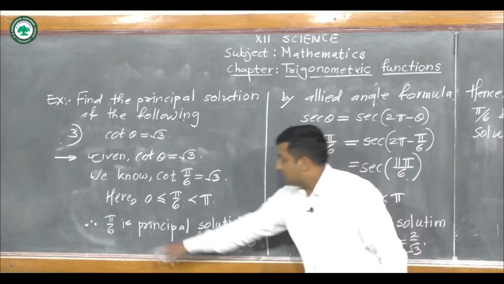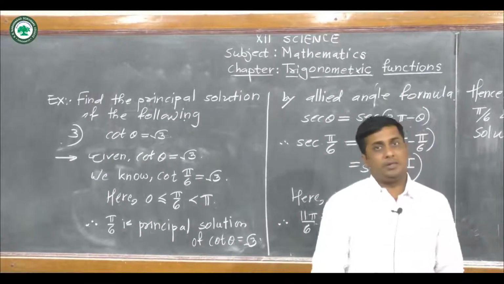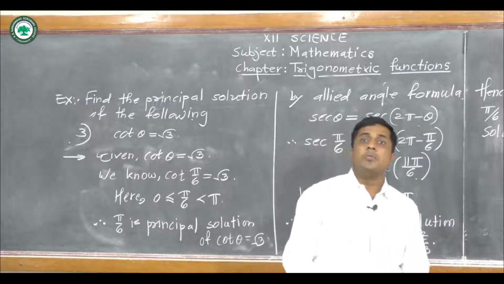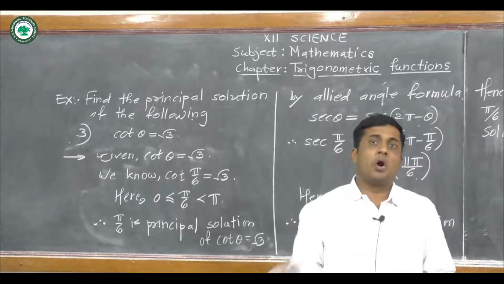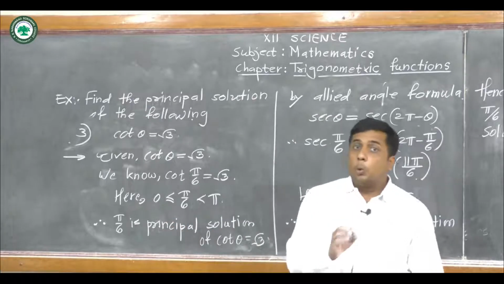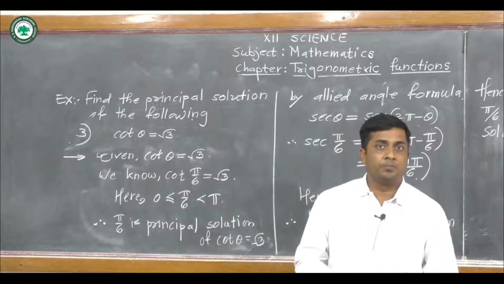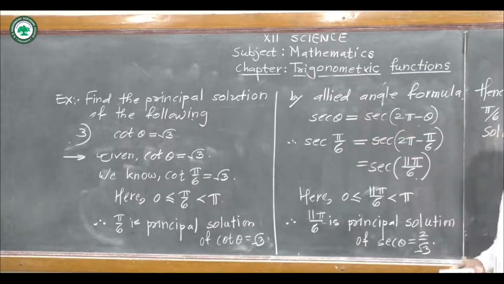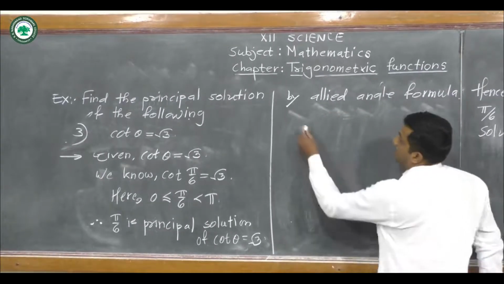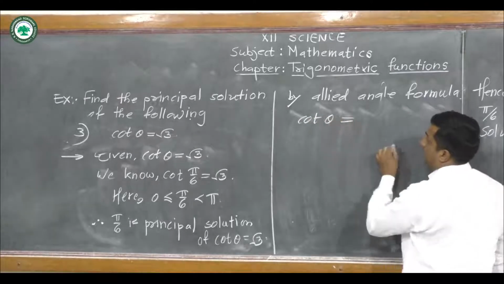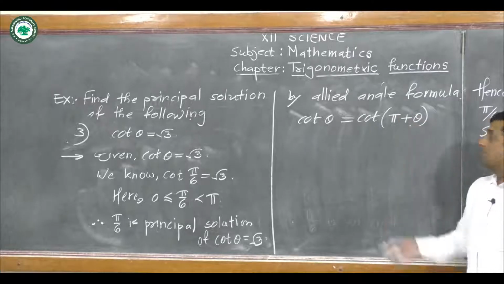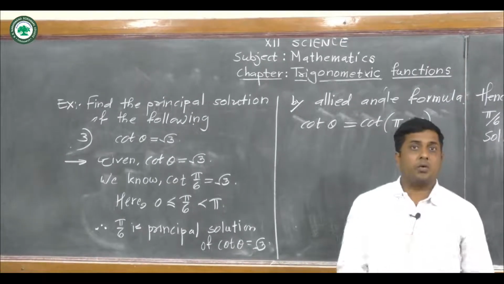Okay, now remember here this pi by 6 is from first quadrant. Here everyone knows this cot theta is positive in first quadrant and in third quadrant. We find first solution from first quadrant. Now we have to find the solution from the third quadrant. And to find this, again we use our allied angle formula. Here cot theta is equal to cot of here pi plus theta. Remember here pi plus theta is in third quadrant.